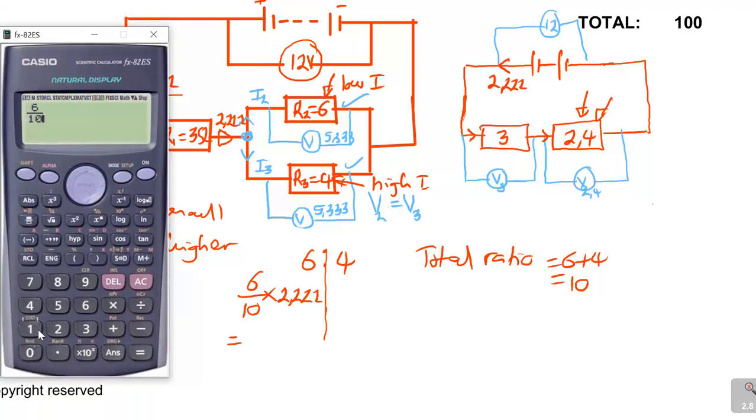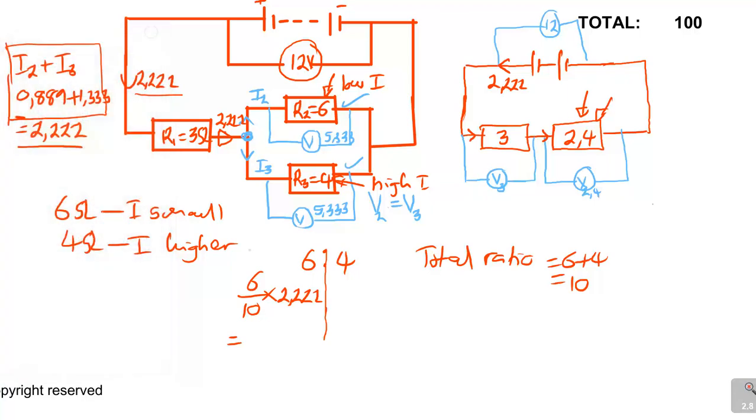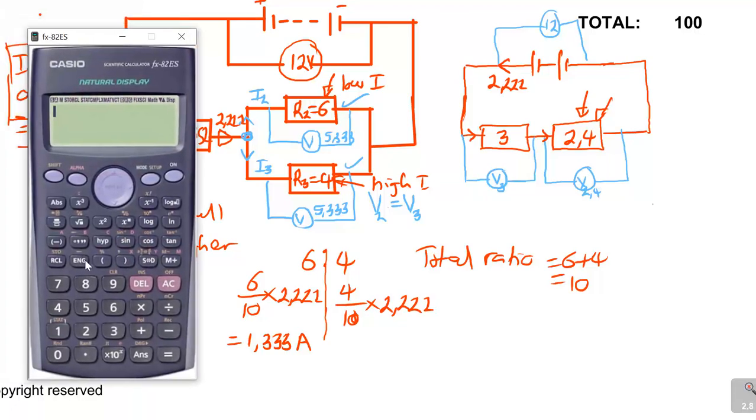6/10 times 2,222 will give me an answer of 1,333. See that answer? It is 1,333 amps. I do the same thing here: 4/10 times 2,222. This is proportion. When you're using this one, it's based on proportion.